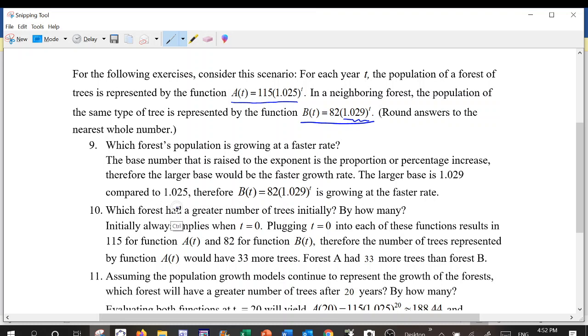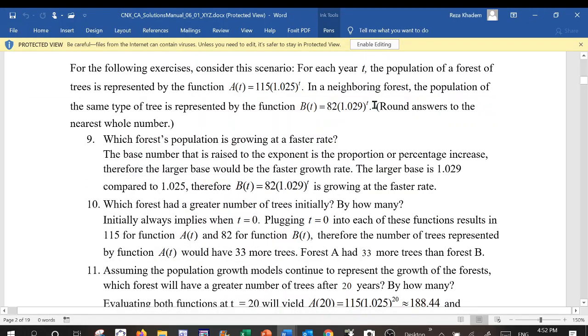It says, which forest had a greater number of trees initially? Now, initially, that's when t equals 0. If t equals 0, a number to the 0th power is 1, so you just get 115. If t equals 0 here, a number to the 0th power is 1, you get 82. So this forest starts with a larger number of trees than this one.